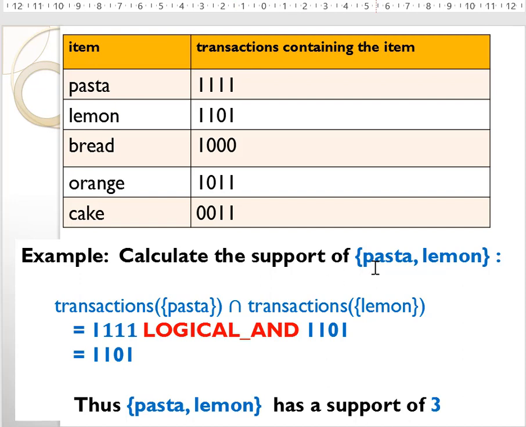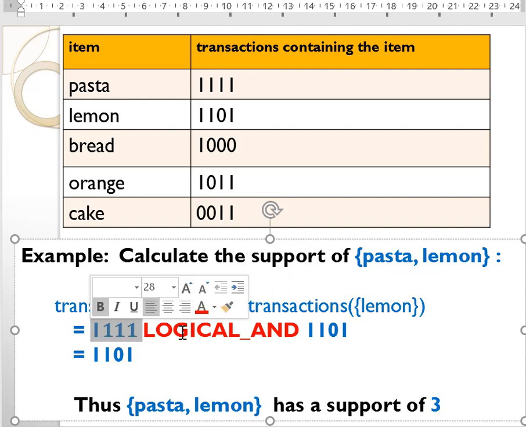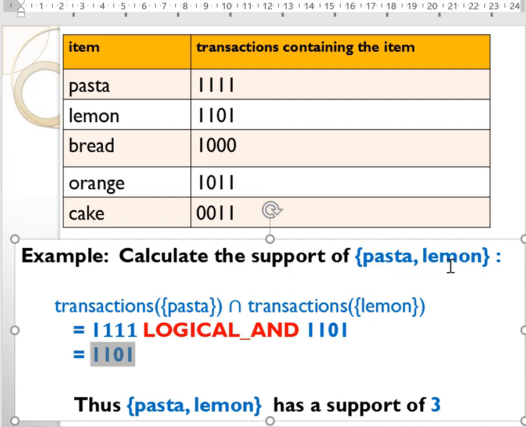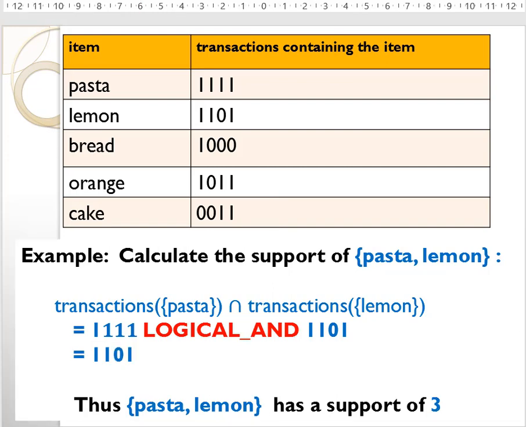And now if we want to calculate the support of pasta with lemon, we do the logical AND operation of the vector of pasta, 1 1 1 1, and the vector of lemon, and it gives you the vector of pasta, lemon. So pasta, lemon appears in T1, T2 and T4. So the support of pasta, lemon is 3. If we do this, we can also make Apriori faster maybe. It depends on the database, of course.